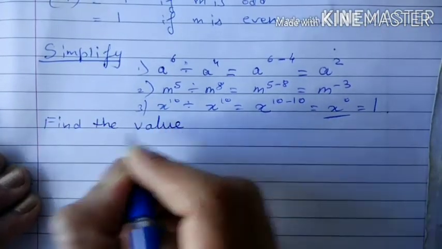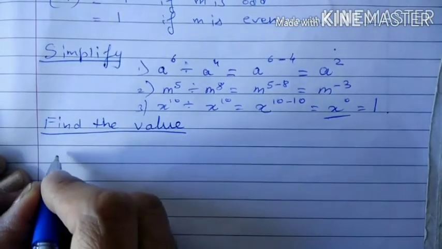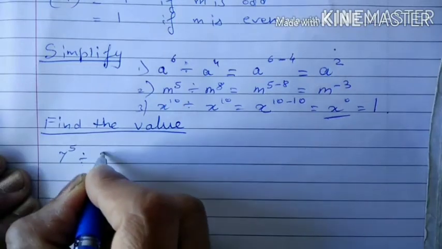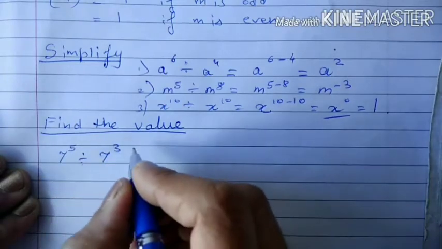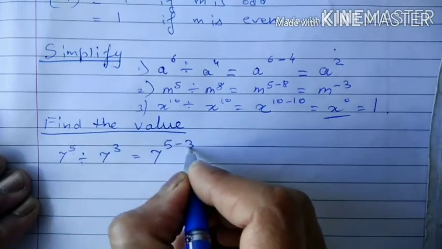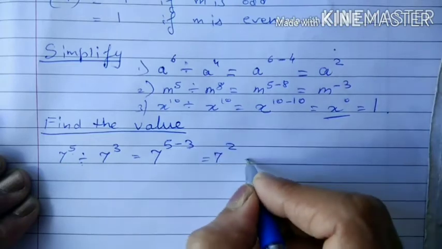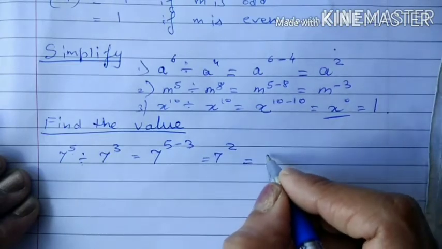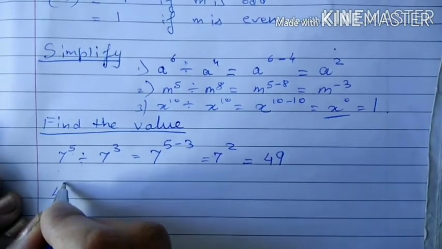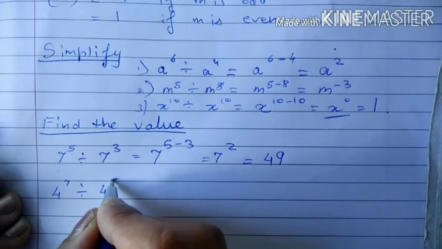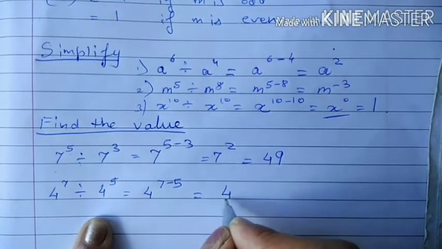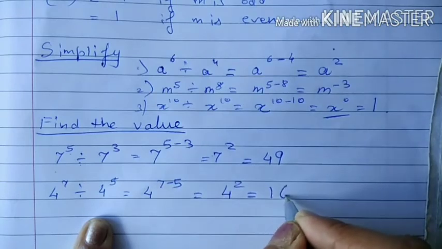When the question is find the value of, you need to actually multiply the actual number depending on whatever the index is and find the final answer. Now if you have 7 raised to 5 divided by 7 raised to 3, that will give you 5 minus 3, which is equal to 7 raised to 2. So 7 sevens are 49. Next one. 4 raised to 7 divided by 4 raised to 5. So again you have to subtract the index. So you have 4 raised to 2, which is equal to 4 fours are 16.